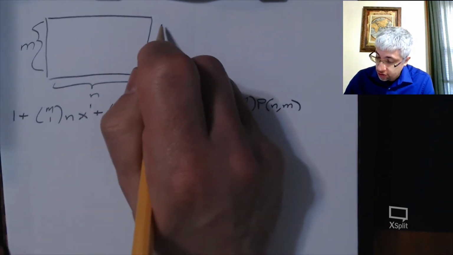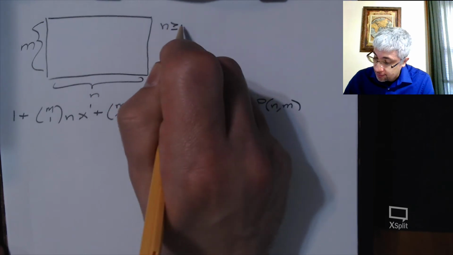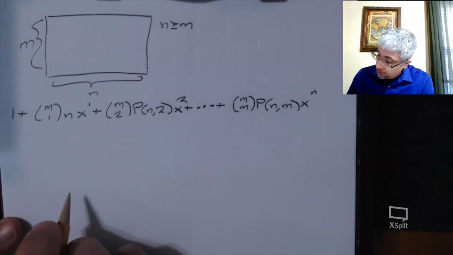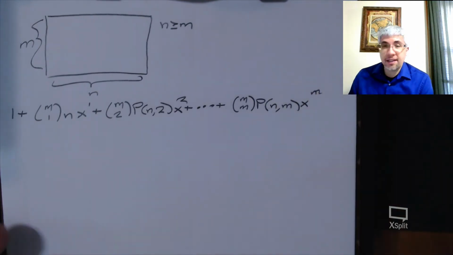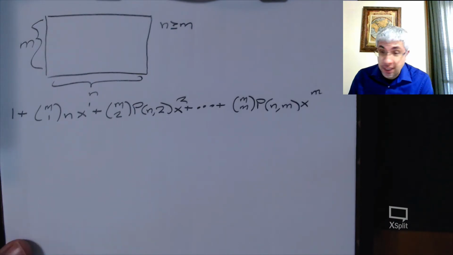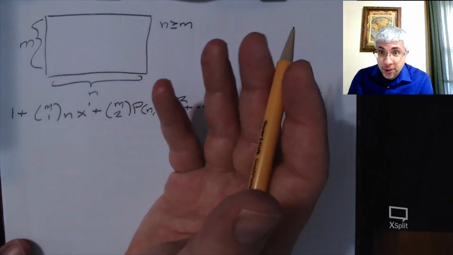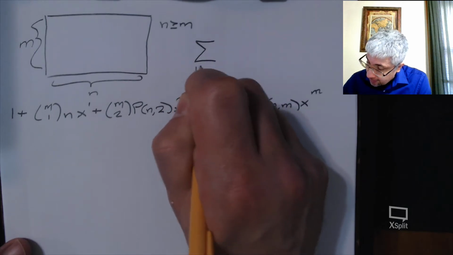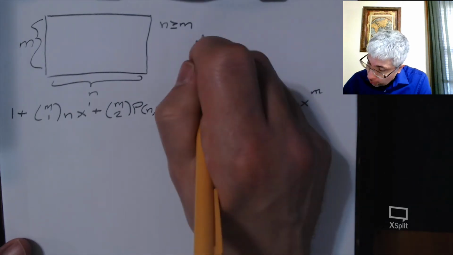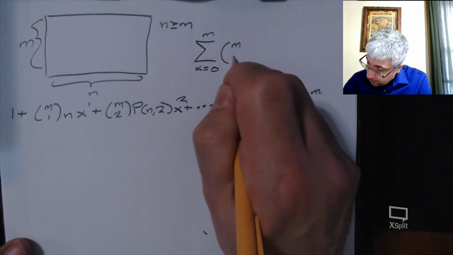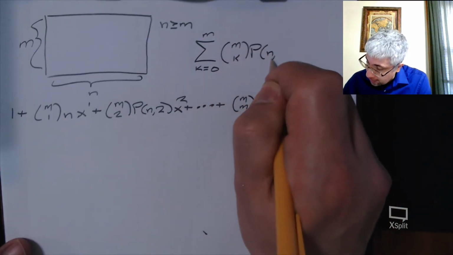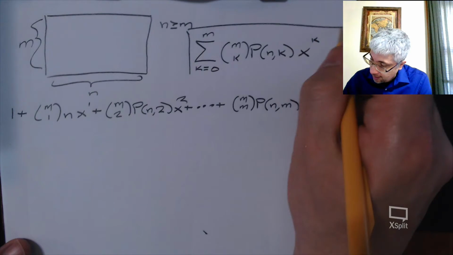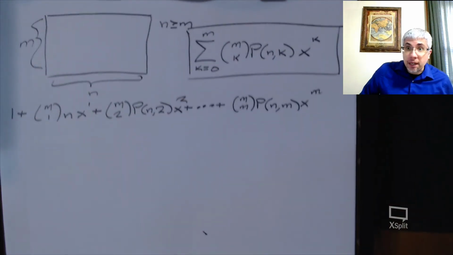And of course, from the picture you could see, though I didn't specifically say that, my n is greater than or equal to m here. Of course, remember, that's the number of ways to place m rooks. And we can't place more than m because we only have m rows on the board. So this is our solution. And what do we get? Well, we get the sum from k equals 0 all the way to m of m choose k, P(n,k), x to the k. And that's our formula for the m by n board.